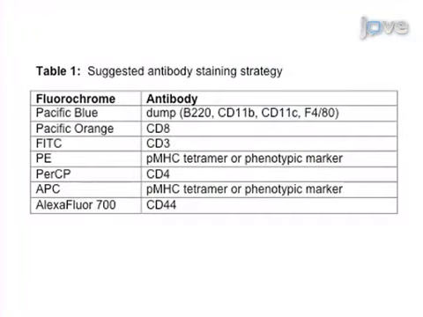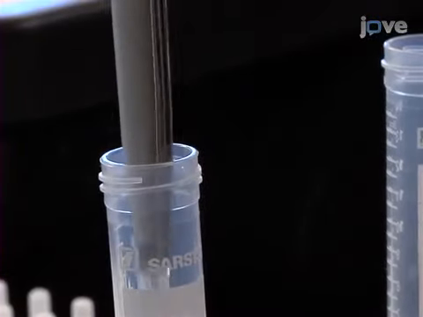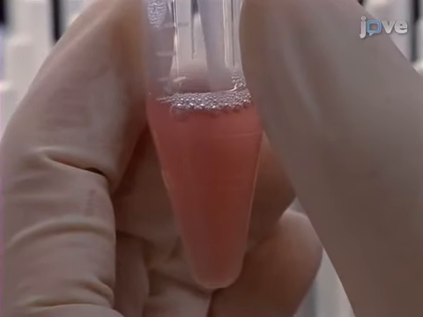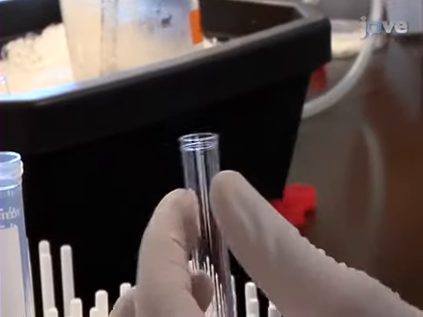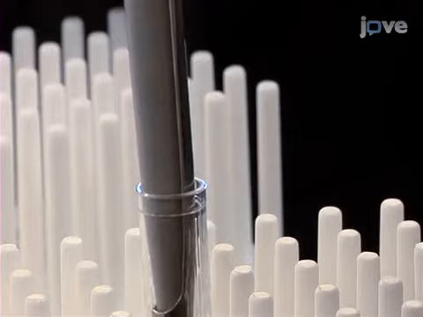Now, combine a master mix of antibodies to stain surface markers on the cells according to the table. For the bound fraction, add a dose of antibody cocktail directly to the cells. For the unbound fraction, transfer 90 microliters of the cells to a 5 milliliter FACS tube and add a dose of antibody cocktail to the transferred sample.